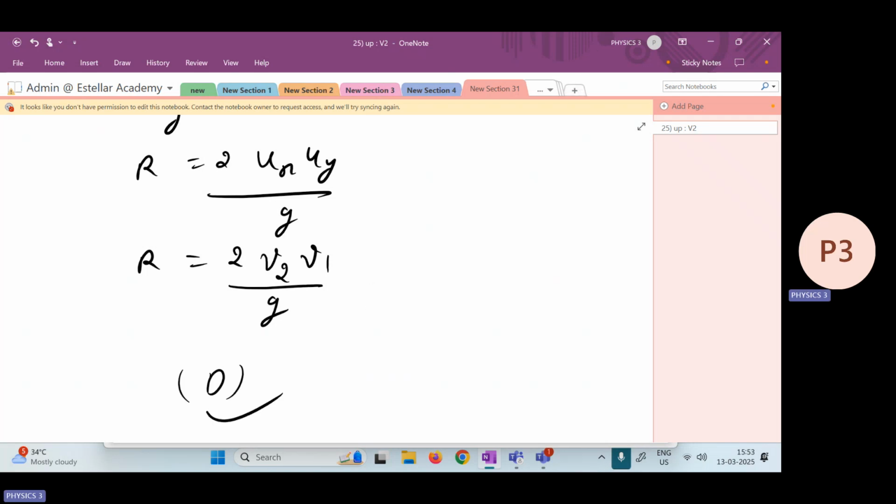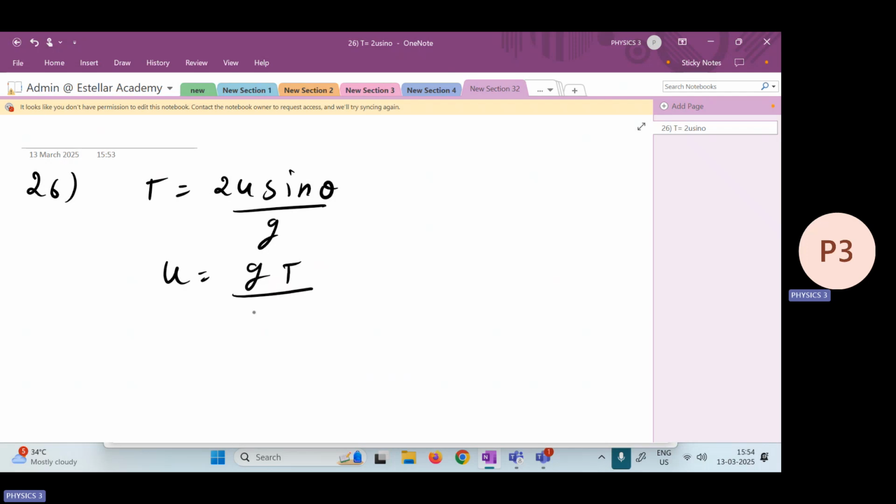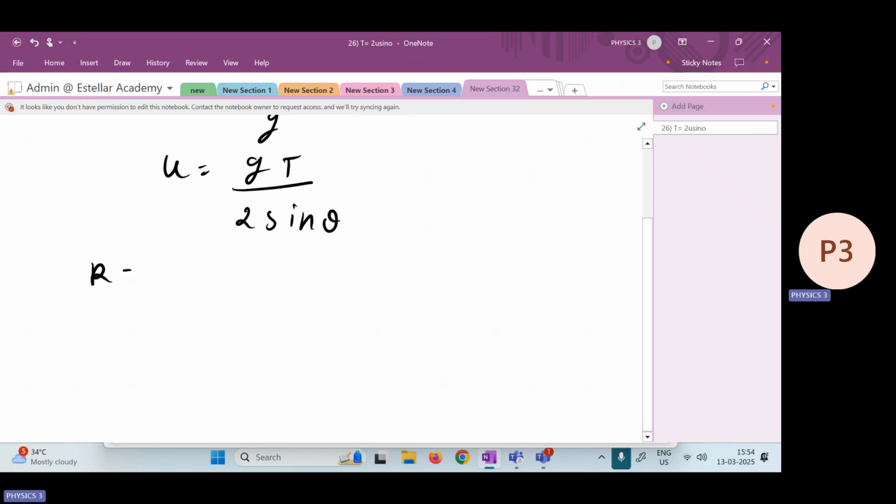Okay, so let's go for the next question, 26th question. The 26th question we have given that if the time of flight of a bullet over a horizontal range r is t, then the angle of projection with the horizontal is. Okay, so time of flight we can write 2u sin theta by g. So from here u we can write gt upon 2 sin theta. Now range we know is u square into sin 2 theta by g.